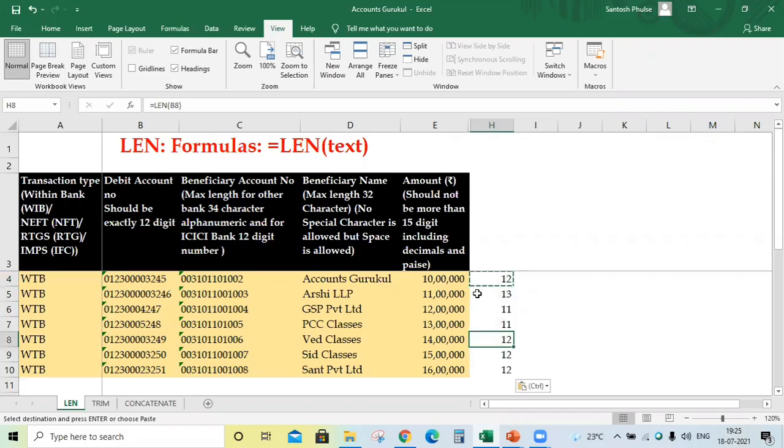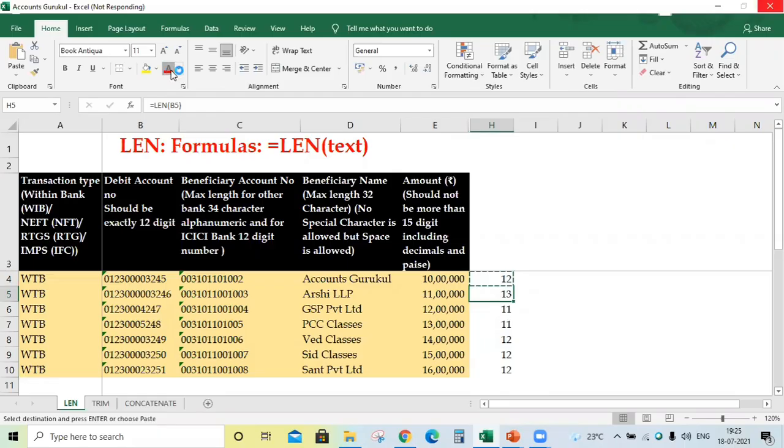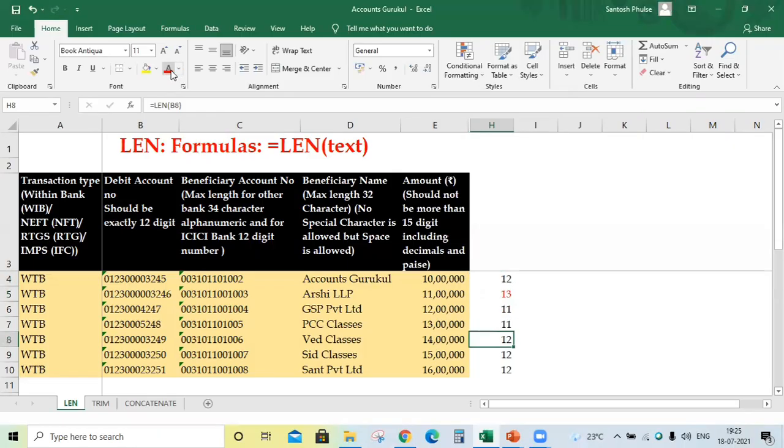Now if you see here, this is for 13 characters, and the same, this is for 11, and the rest are 12 digits. The condition is that the debit number should be exactly 12 digits. So here it shows as a 13-digit number, and this one is less, an 11-digit number.